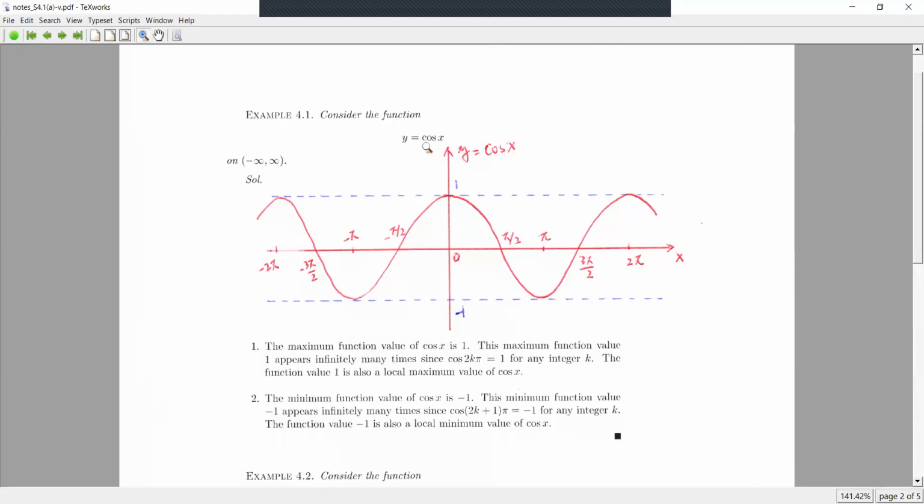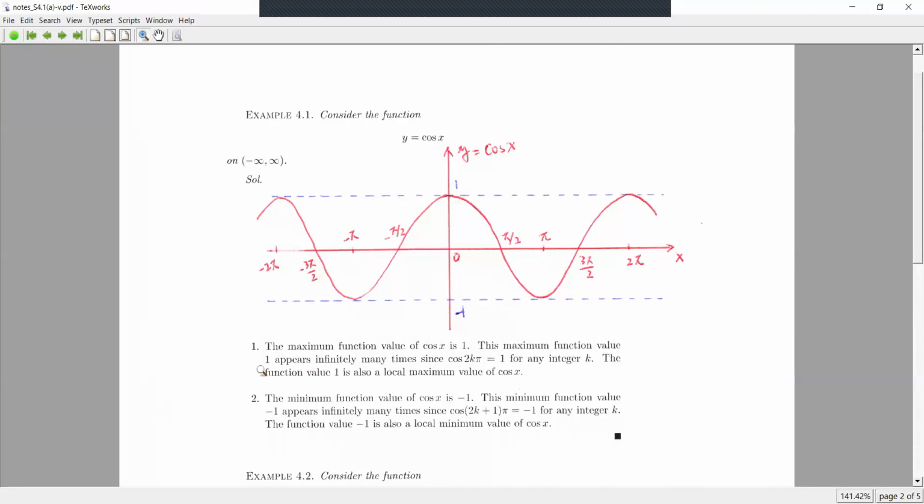Consider the function cosine on this interval, -infinity to +infinity. In other words, we need to consider the whole graph of cosine. About the whole graph, the maximum function value of cosine is 1.